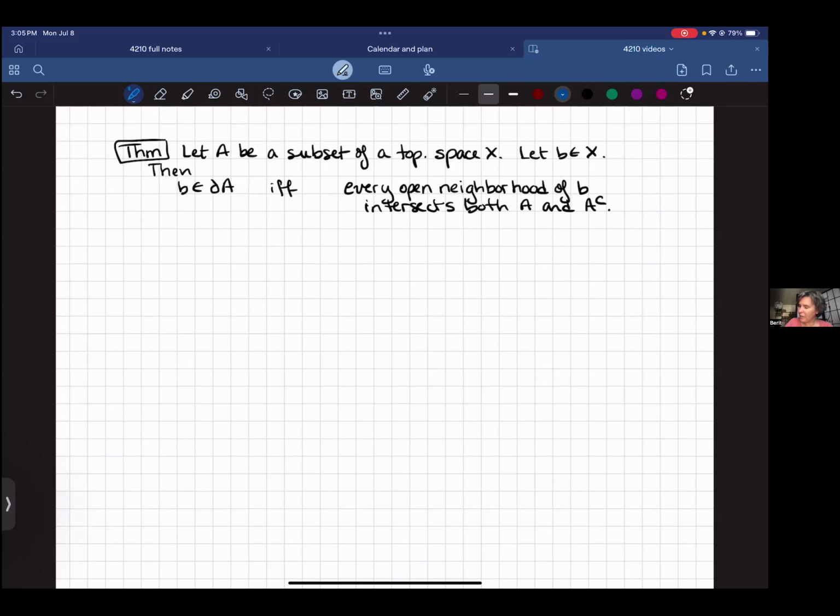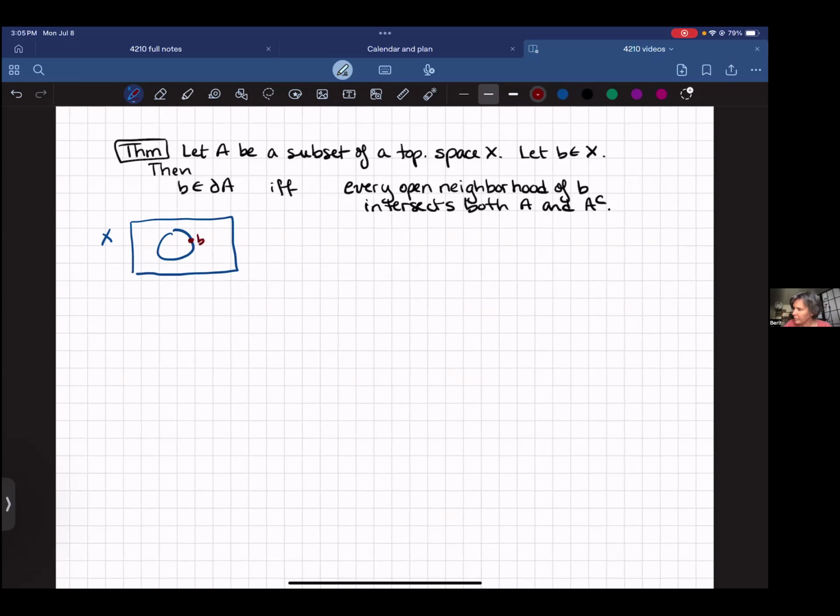So I can sort of think about it with a Venn diagram. If I have my set X like this, and I take a set A, I want to imagine B on the boundary, which means B's right on the edge. So B is maybe right here. And then what it says is that every open set I take around B has some points that are inside of A and some points that are outside of A.